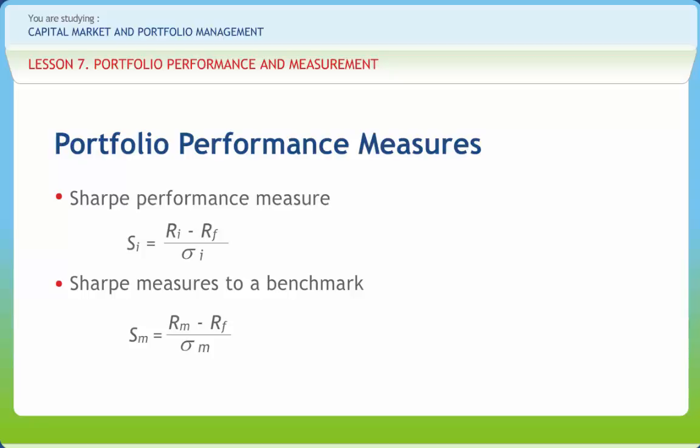If SI is greater than SM, the asset earns more than the risk premium required by the capital market line, indicating superior performance by the portfolio manager. If SI is less than SM, the asset earns less than the risk premium required by the capital market line, indicating poor performance by the portfolio manager.